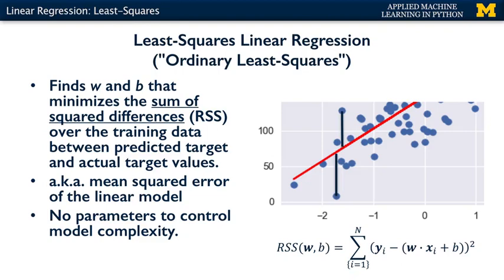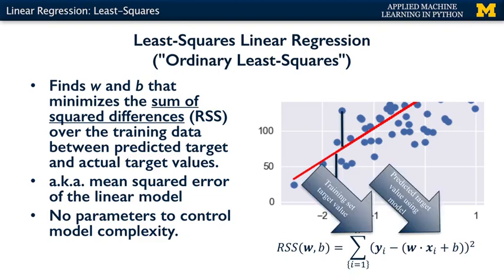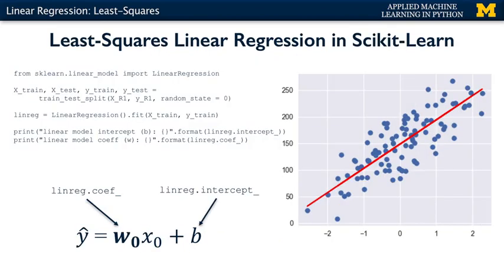Here, there are no parameters to control model complexity. The linear model always uses all of the input variables and always is represented by a straight line. Another name for this quantity is the residual sum of squares. The actual target value is given in yi, and the predicted y hat value for the same training example is given by the right side of the formula using the linear model with the parameters w and b.